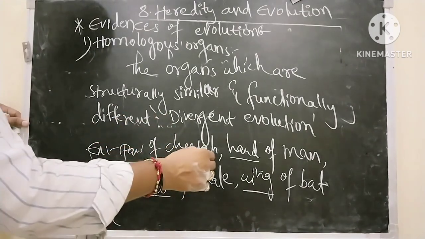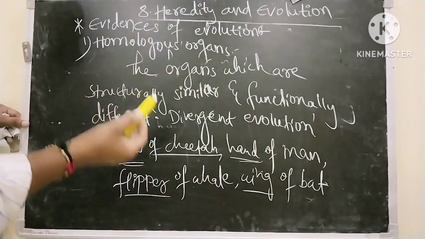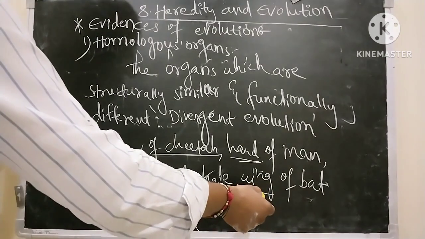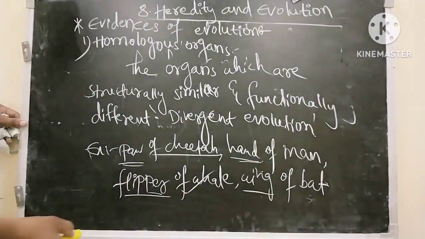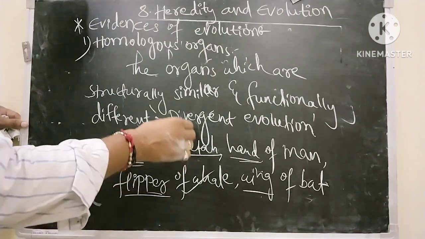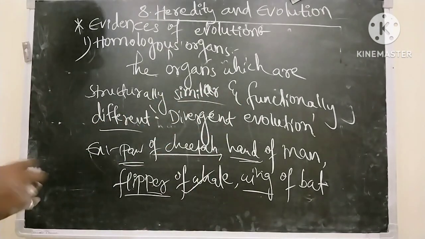By using the paw, they can run fast. By using the hand, man can hold any object. By using the flipper, a whale is a swimmer. By using the wing, bats are able to fly. So such organs which are structurally similar and functionally different are called homologous organs.